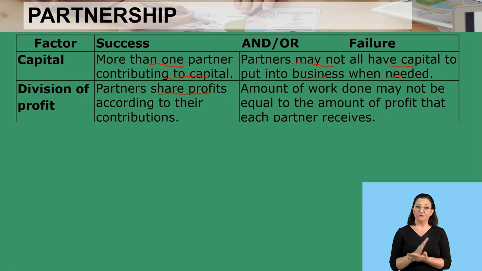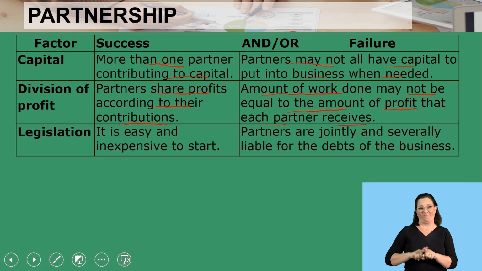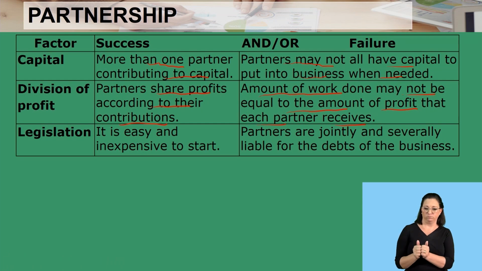Partners share profits according to their contribution. So this is to say they will share profit according to how much they have contributed to the business in the form of capital. That is how they are going to share the profit. But looking into the failure, the amount of work done may not be equal to the amount of profit that each partner receives. So that becomes the failure for division of profit in a partnership.